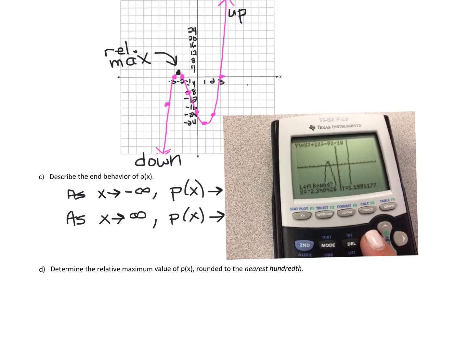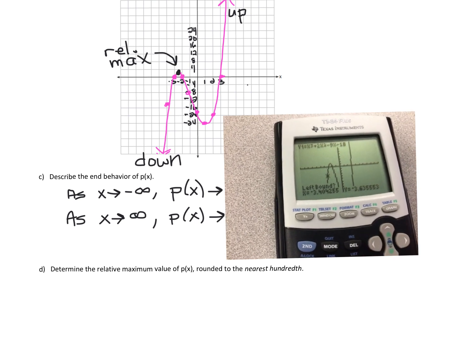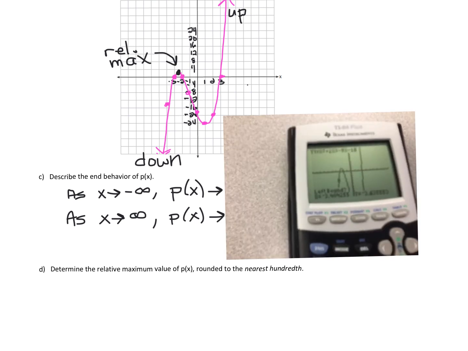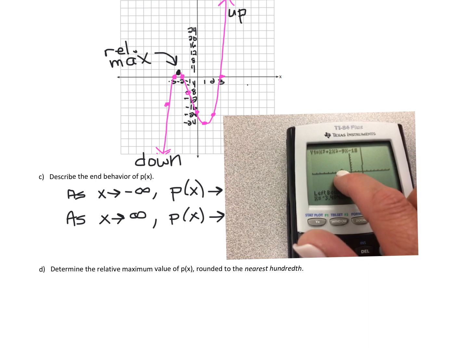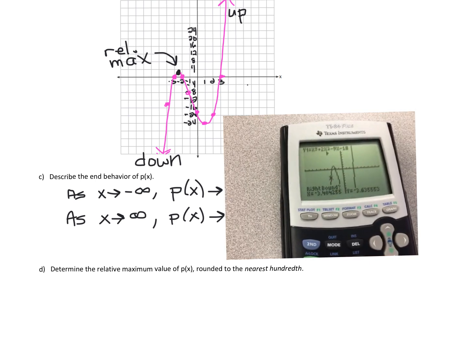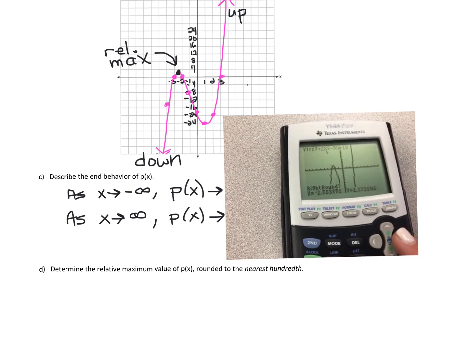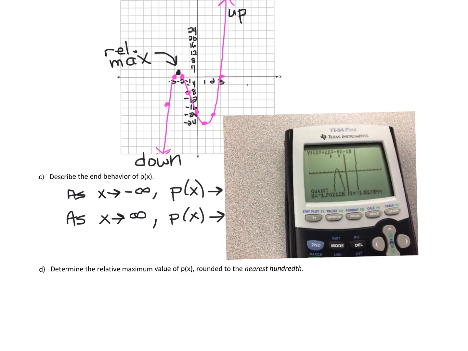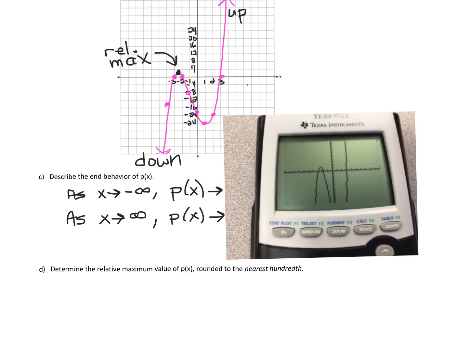Now I'm just about on it. I'm going to keep going until I'm clearly to the left of the maximum, which is like right there. Okay, then I'm going to hit enter. Now it says right bound, so I'm going to use my right arrow key and move to the right of that maximum and hit enter again. And when it says guess, we hit enter again.